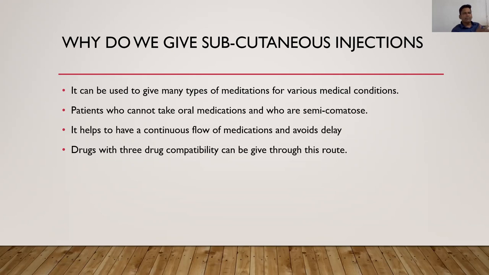If that happens, surely the pain may increase again, or the irritability, or whatever it is, or the breathlessness. Once it is high, even the family's or the patient's stability will not be under control. So all of a sudden it may increase, and it may take you a lot of time to control those symptoms. To prevent that, the continuous flow of medications is more helpful, and it also avoids delay in administering medications. Drugs with compatibility can also be given through this route.